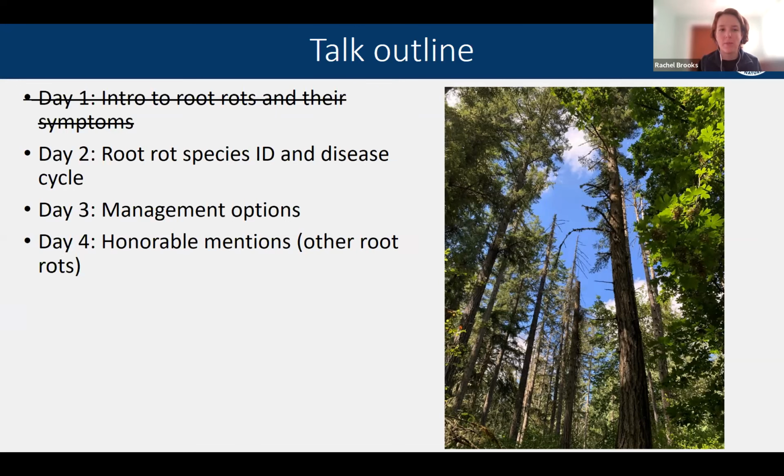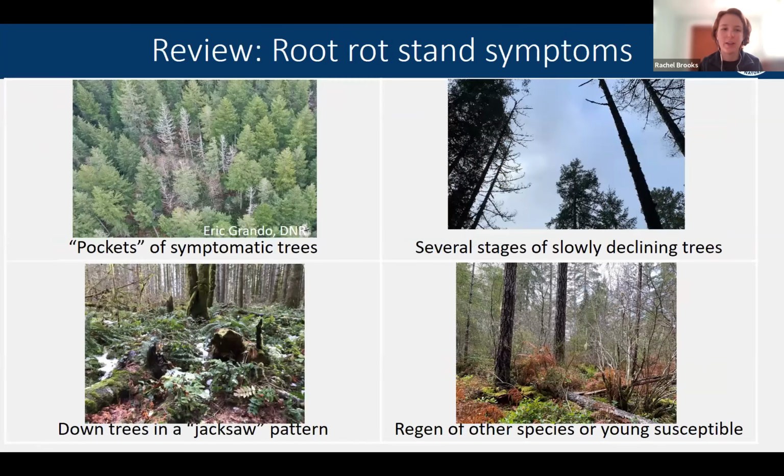So tomorrow you can dive into the management options with root rots led by Dan Omdahl, another forest pathologist here at DNR. And day 4 will be honorable mentions, as we'll be focusing on the 3 main root rots that we deal with in Western Washington today and tomorrow, but there are some other ones that I'll bring up on day 4. And we want to start today with a little bit of review, just to refresh your memory.